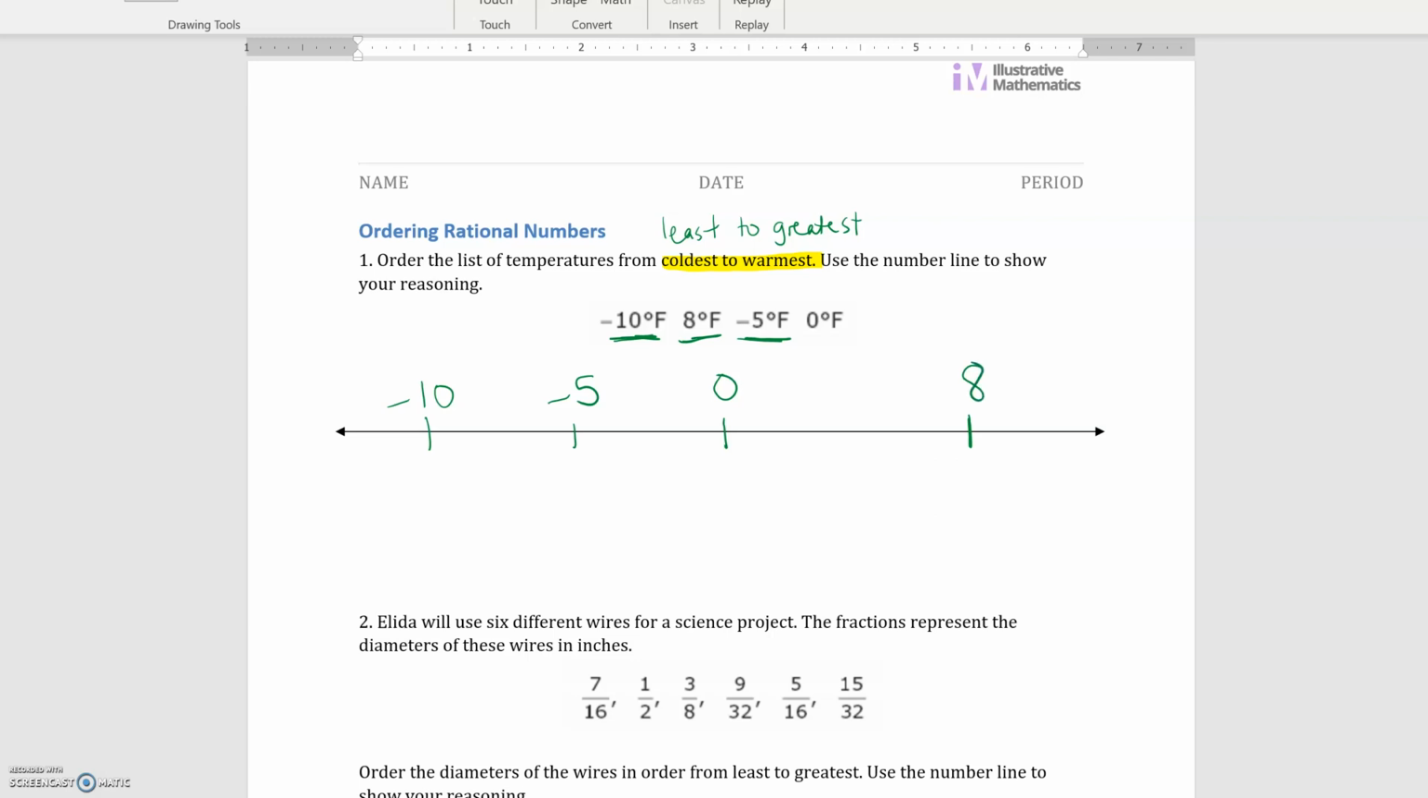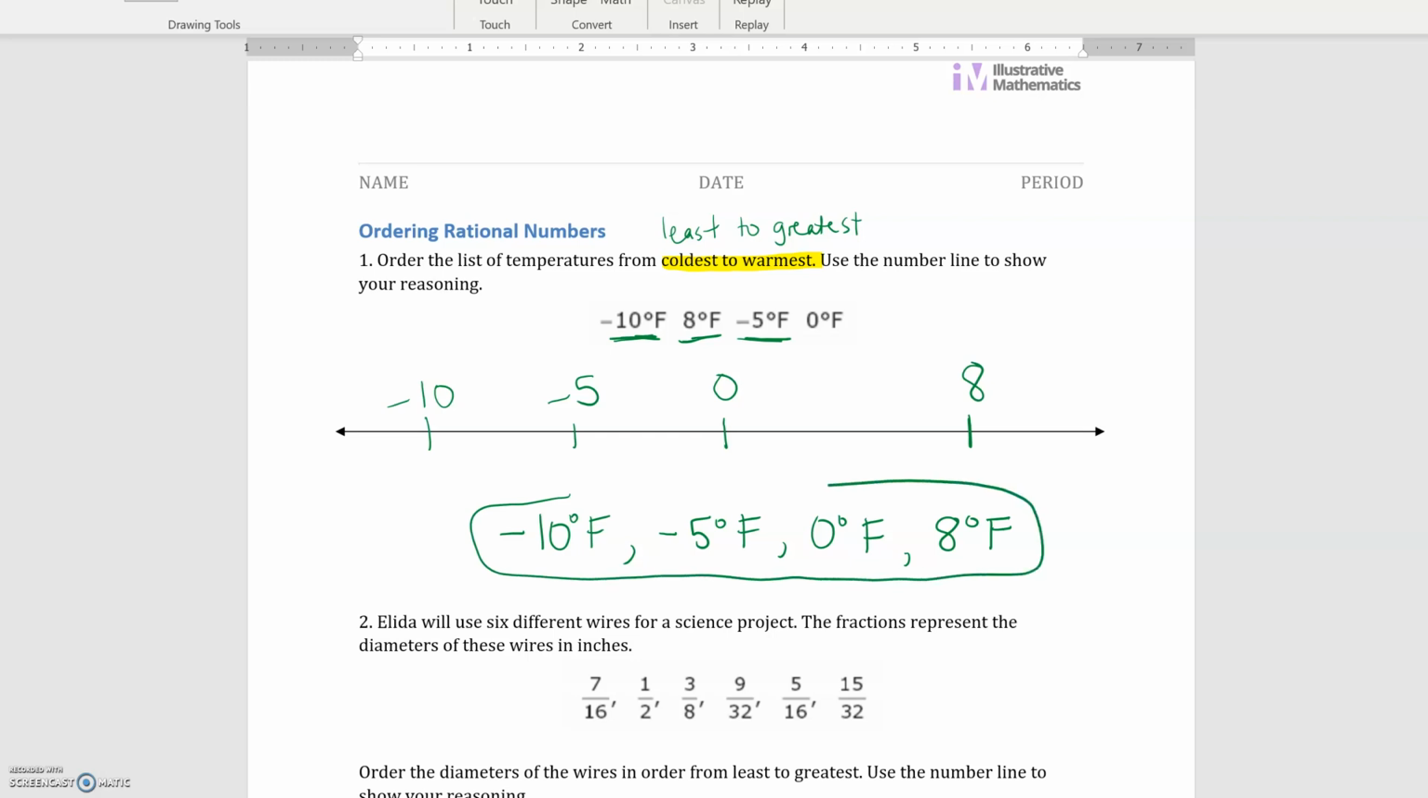So I have an estimation now with my number line of where the numbers are, and I can use this to help me list from least to greatest or coldest to warmest. Because my least one should be on the way left, which is -10 degrees Fahrenheit. My second least is -5 degrees Fahrenheit. Then I have 0 degrees Fahrenheit. And then last, on the way right, I have 8 degrees Fahrenheit. And you can see that my number line helped me decide how to list my numbers.